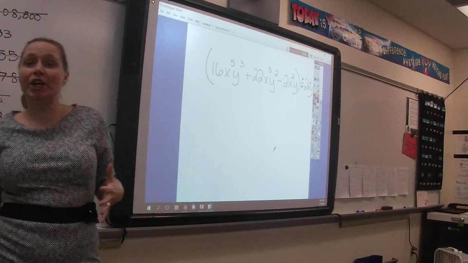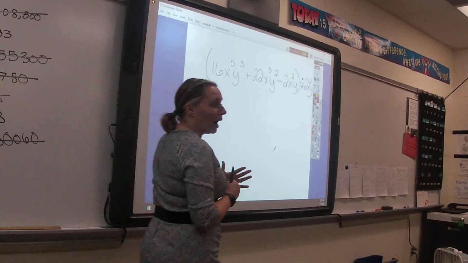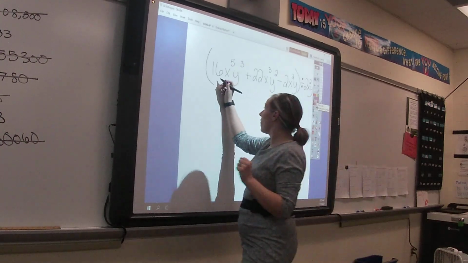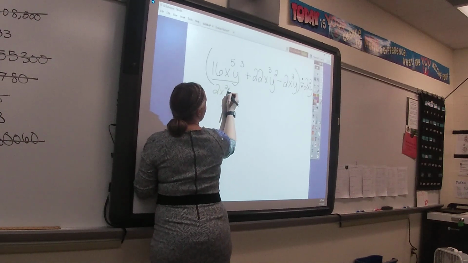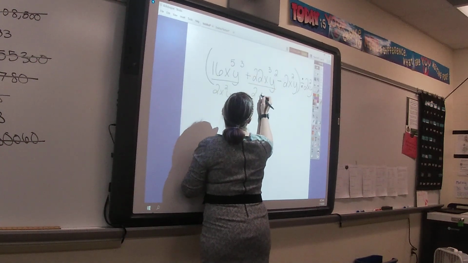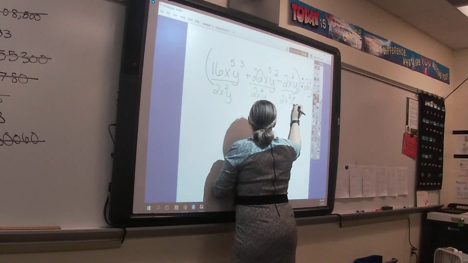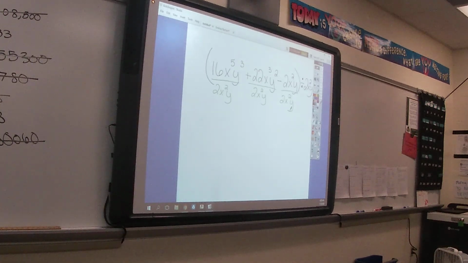So this is still division, which means what should we be doing with that 2x squared y? Dividing them, not together, right, so each individually is getting a division. So I'm dividing each piece separately.